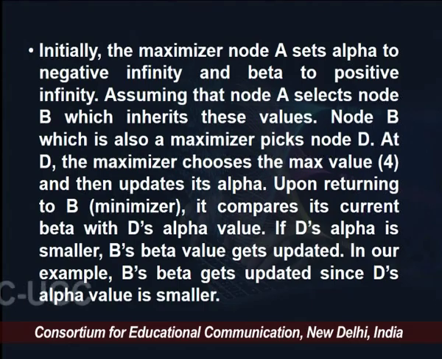Upon returning to B, which is the minimizer, it compares its current beta with D's alpha value in order to see whether we need to go for evaluation or we need to prune. So, if D's alpha is smaller, B's beta value gets updated. In our example, B's beta gets updated since D's alpha value is smaller. So, B's beta value is also updated to 4.